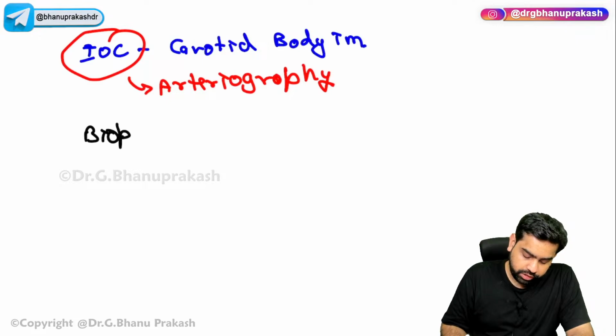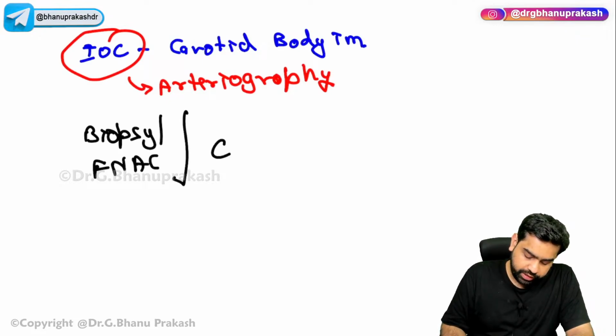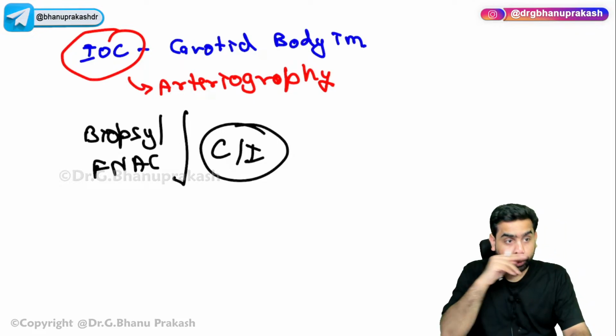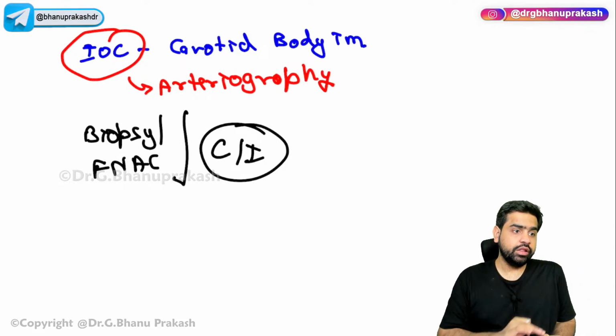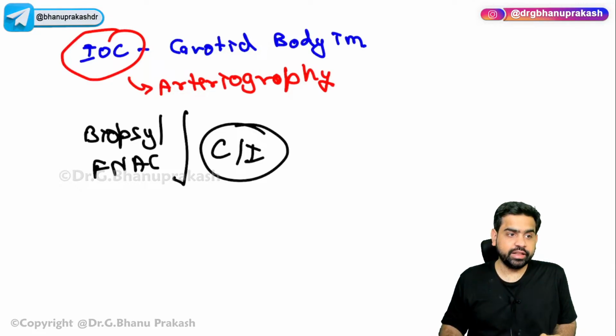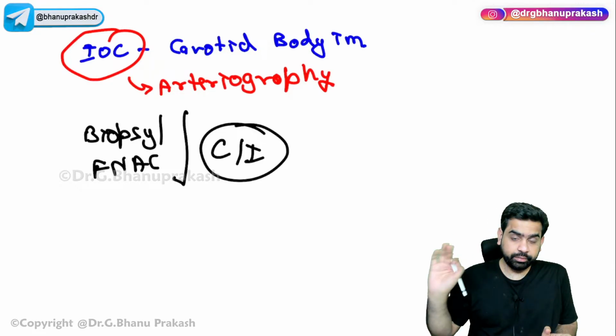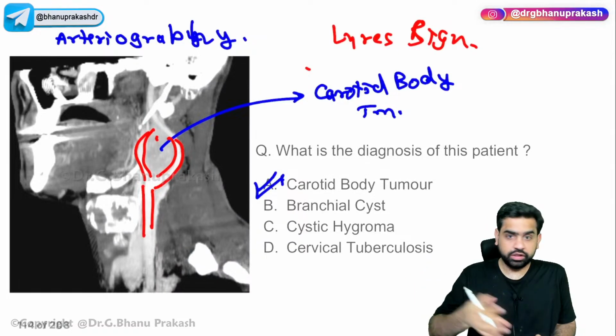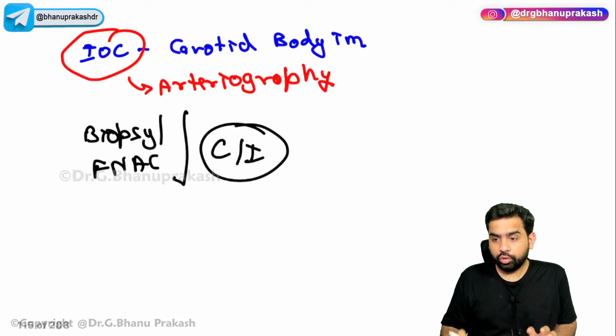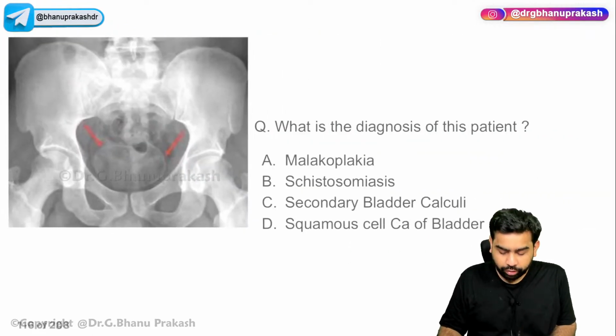Biopsy or FNAC are contraindicated. They are absolutely contraindicated in these particular patients. Why? Because if you end up doing an FNAC or biopsy, you might end up injuring the carotid vessels and there might be a lot of bleeding. That is why biopsy and FNAC are absolutely contraindicated in these patients. Very, very important. Lyre's sign, carotid body tumor.